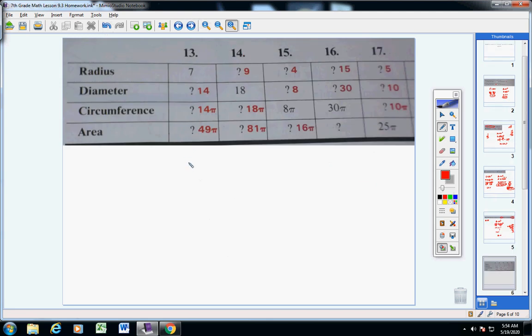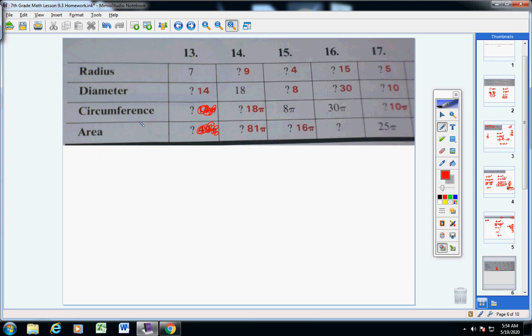Okay, now, so they want us to fill in the chart. Now they tell us in the directions they say to leave pi, pi. So actually, guys, that makes it a lot easier, okay? So let's take a look at number 13. On number 13 in your book has all of these as blanks, okay? So they give us the radius, right? There it is. They want us to find the what? The diameter. So the diameter would be 14 because the diameter is always twice as big as the radius.